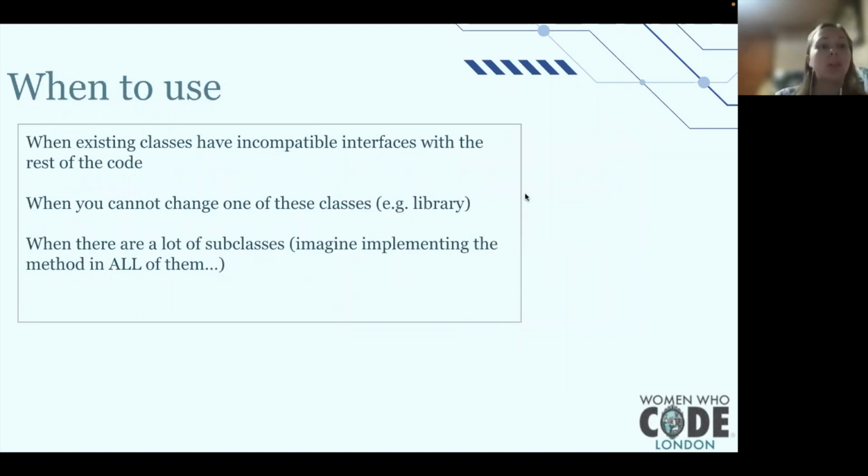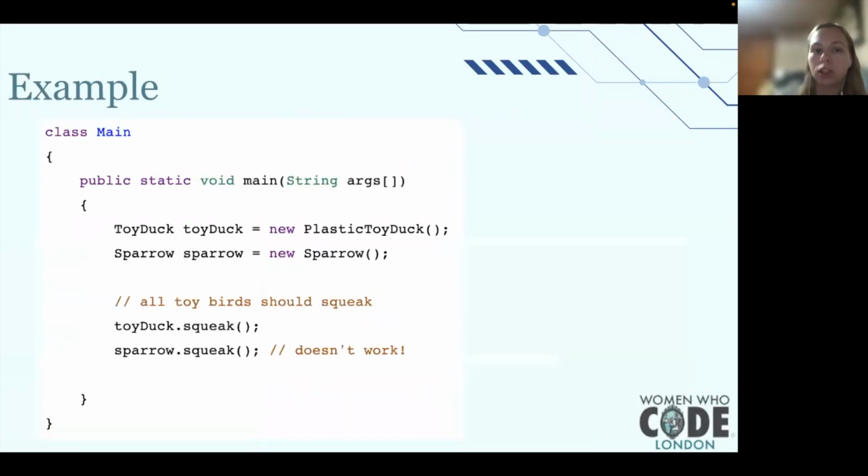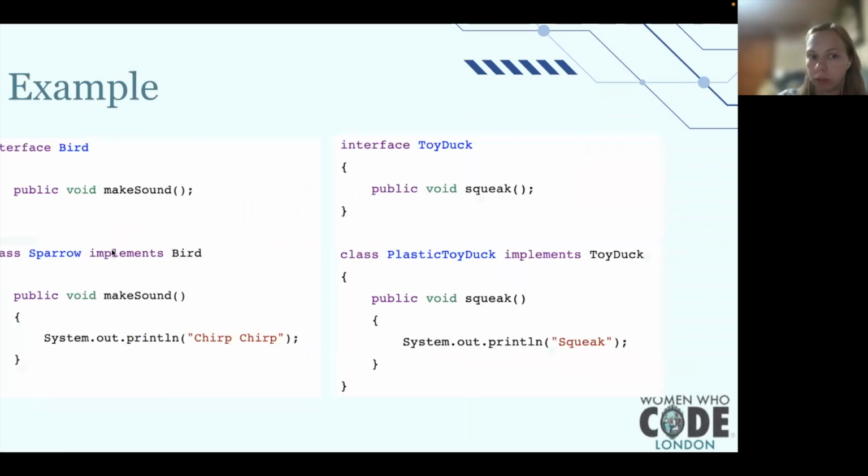When are we using the adapter? We're using the adapter when we have existing classes that have incompatible interfaces between them or with the rest of the code, when you cannot change one of these classes or both of them, and when there are a lot of subclasses. Imagine implementing the method in all of them. An example would be, again, going back to the birds. Imagine we had a lot of birds implemented already. There would be sparrows, swans, doves, ducks, and maybe 20 more. And imagine you would like to add a squeak method to a bird. Then obviously you have to implement this method in all of the classes that implement bird, right? So instead of doing that, just use an adapter.